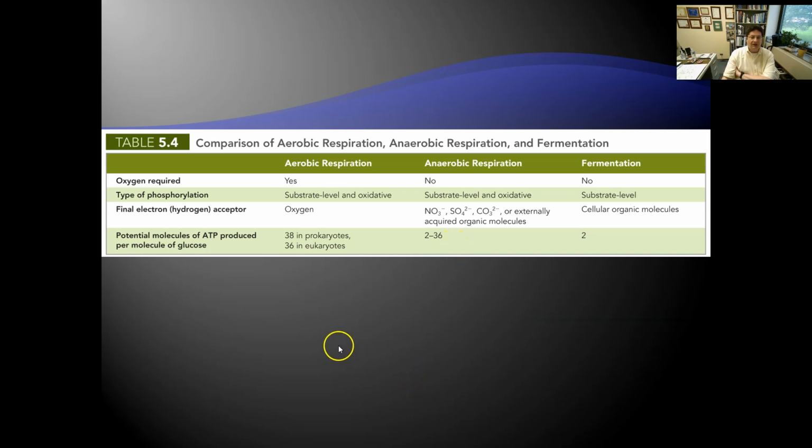This little chart shows us a comparison of aerobic respiration, anaerobic respiration, and fermentation: whether oxygen is required, what type of phosphorylation, the final electron acceptor, and how much potential ATP we can make.